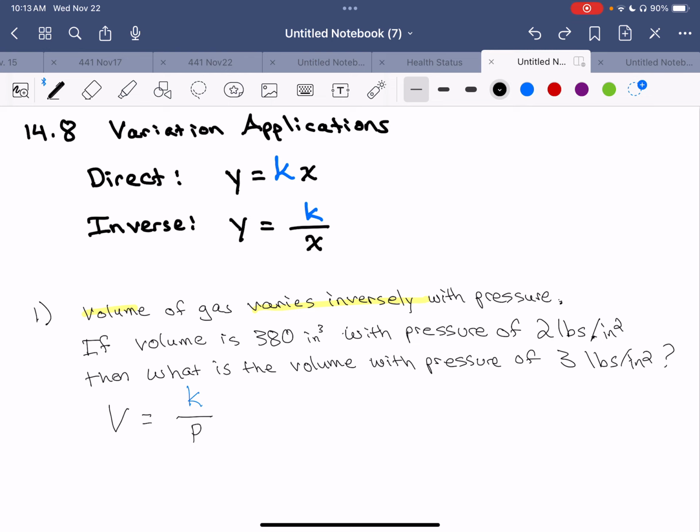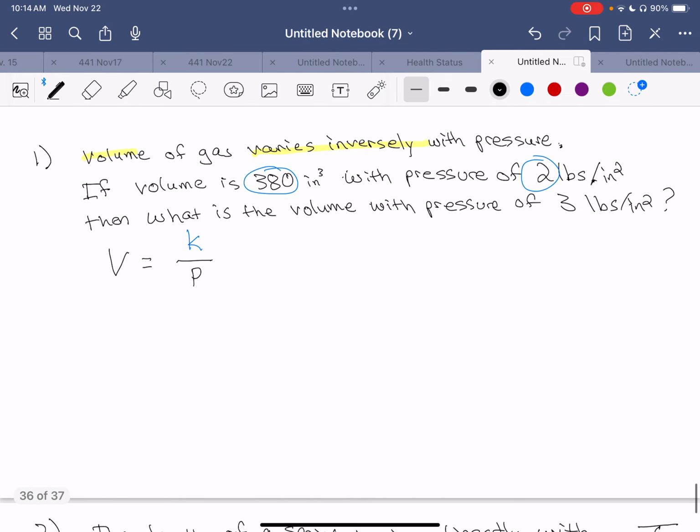So, plug in the 380 and the 2. So this would be saying volume is 380, pressure is 2, K is what I'm solving for. So to solve this, multiply both sides by 2. And this would give me then, the 2's would cancel on the right-hand side, so K would equal 760.